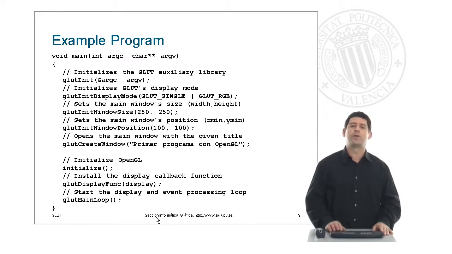Finally, here is an example program where you can see how you initialize and configure GLOT. The first 5 calls are used to initialize the library. Then you initialize OpenGL in the third last call. Finally, you install the display function with GLOT display func, and conclude by calling the event handling loop.